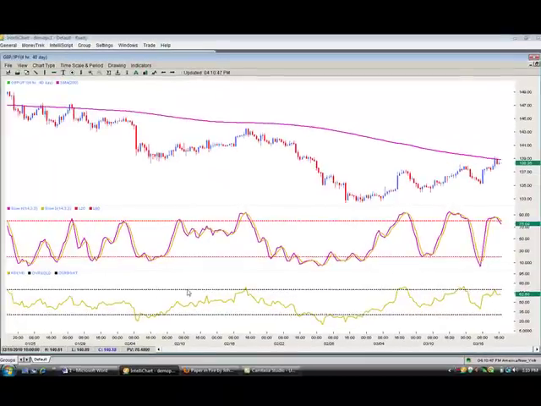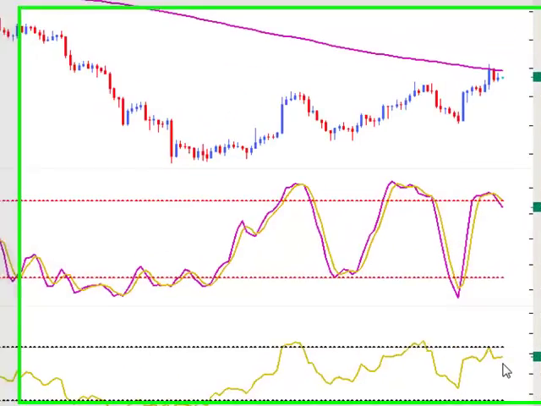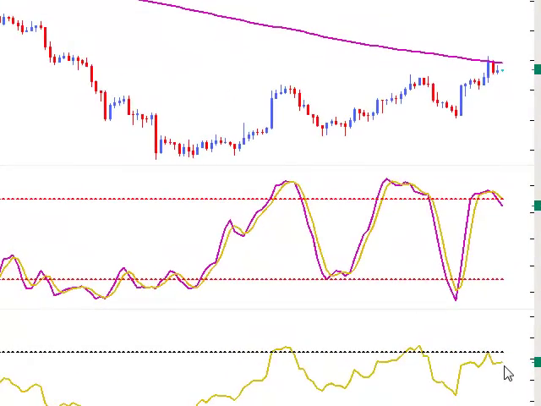So we got probably twice the signals out of slow stochastics with the same 14 period setting as the RSI on 14 period setting, so that we're apples to apples in its analysis.